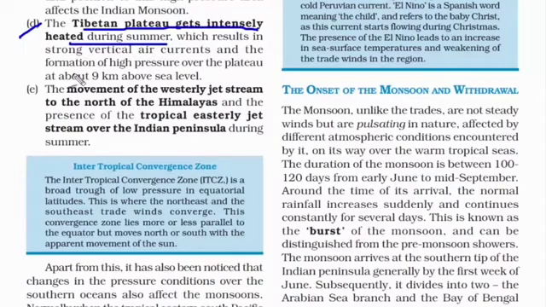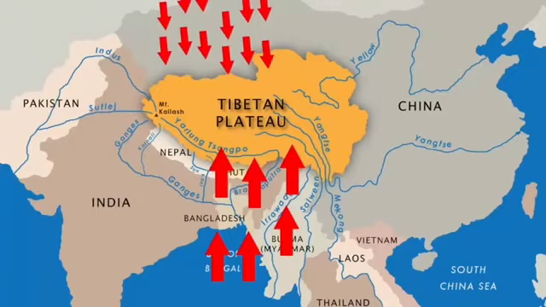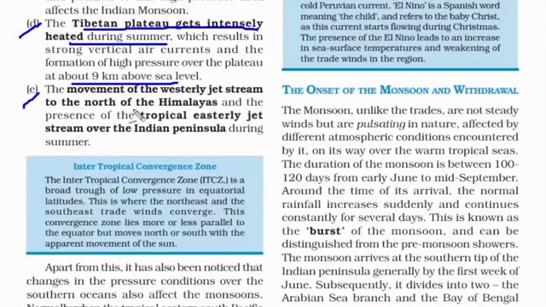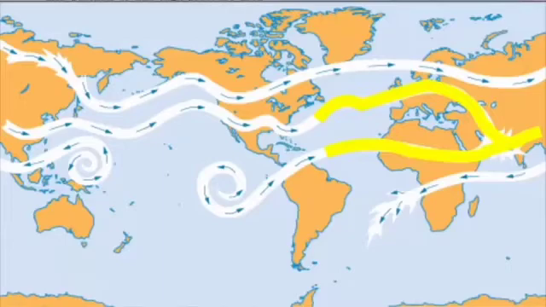And the fourth mechanism is due to the Tibetan Plateau that gets intensely heated during summer, and due to this it causes strong vertical air currents. And you must also understand that it is 9 kilometers above sea level, so there will be very little moisture. And the fifth mechanism is the movement of the westerly jet stream to the north of the Himalaya.